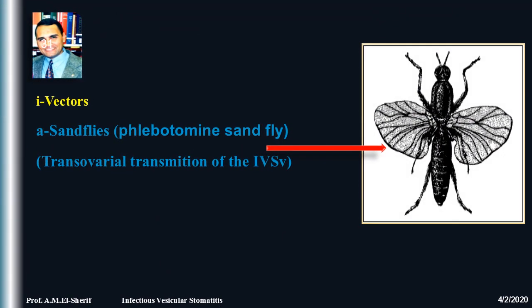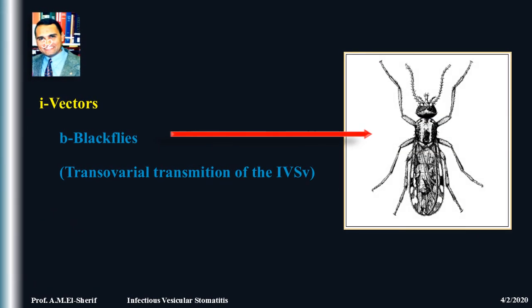Vectors that transmit Indiana stomatitis virus are the following. Number A, the fruitbean sandfly or sandfly, where transovarian transmission of the virus from one generation to another may continue the infection in the same area, unless we have safe disposal of them to get rid of the disease in this place. Number B of these vectors are black flies, where transovarian transmission through multiple generations also makes the infection continue. So, in places where infectious vesicular stomatitis is present, we have to have hygienic and safe disposal of the virus through safe disposal of these vectors.